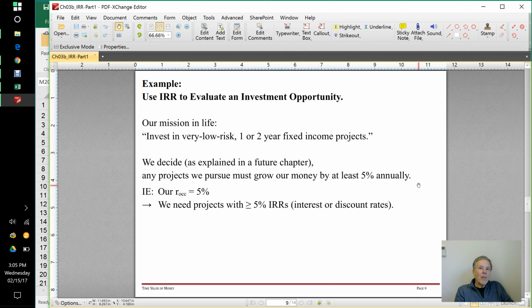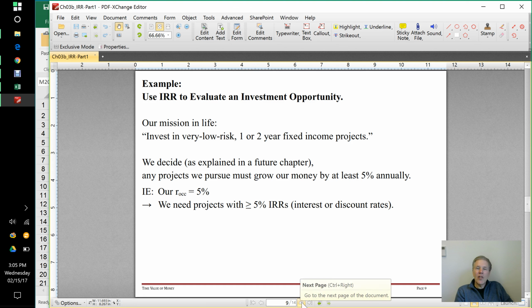What does that mean mathematically? That's just a way of saying in English that our opportunity cost of capital is 5%. If our effective interest rate for a project isn't going to be more than 5%, we're not interested. So we're looking for projects with greater than or equal to. I would say greater than, a better way to frame it. We need projects with greater than 5% IRRs, interest rates, or discount rates. So that's the way we're going to work.